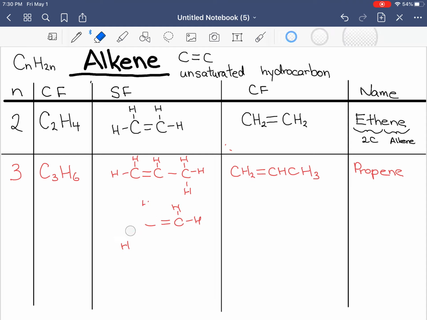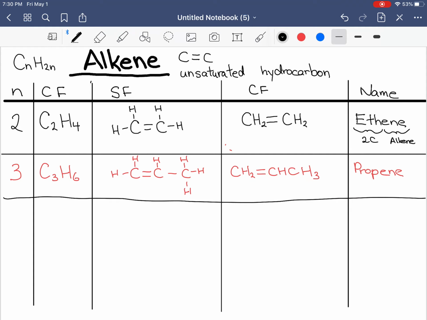Now, we saw how alkane have so many isomers. My goodness. How about alkene? Do alkene have just as many? Do alkene have isomers? You can bet your bottom dollar that it does. Oh, yes, it does. Check this out. This one will have isomers. N equals to 4. C4H8.